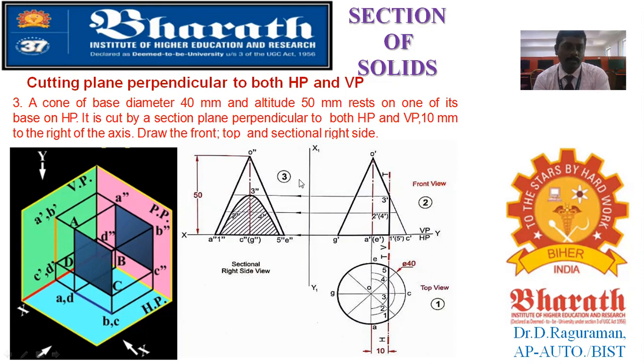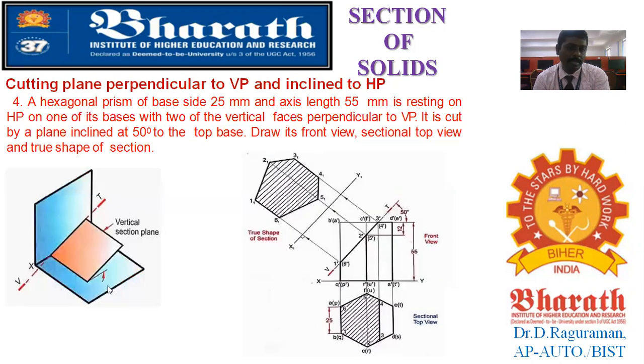Now we will move to the fourth condition, inclined to HP and inclined to VP. Now it is inclined to HP and perpendicular to VP. This is what you can see here. You are going to make a hexagonal prism with base side 25 mm and axis length 55 mm, resting on HP on one of its bases, so the entire base is going to rest. Two of the vertical faces are perpendicular to VP, so this face and this face are perpendicular to VP, and you have drawn them perpendicular to VP.